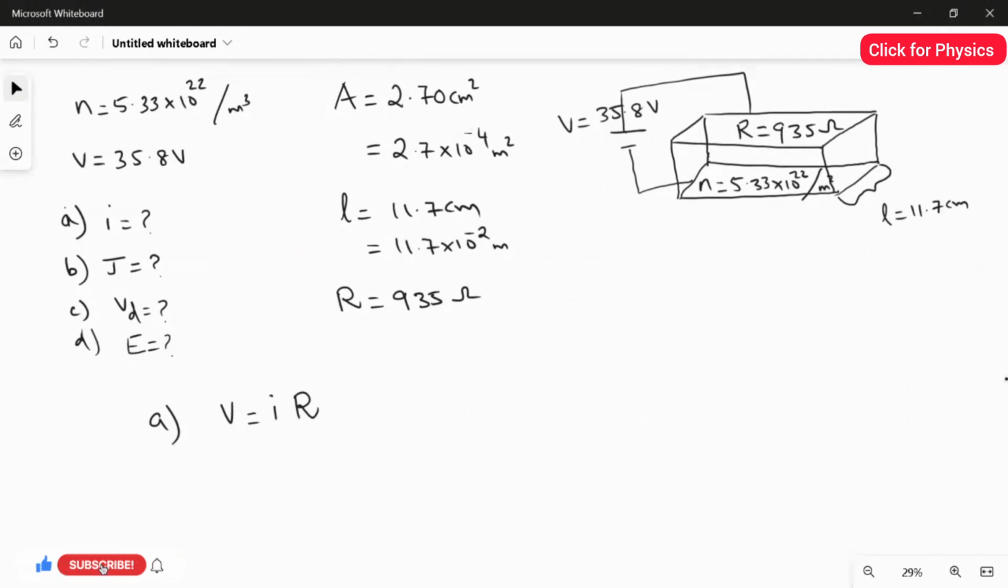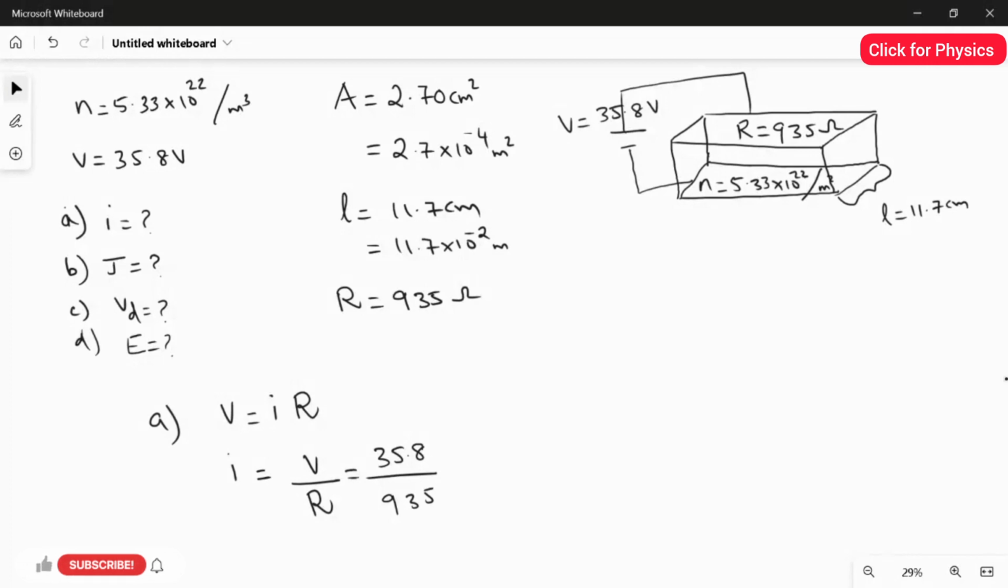If you rearrange this equation, we can re-modify it in terms of current. Therefore, current I is equal to V over R. And we have the values for the potential as well as the resistance. So what is the potential set from the front side to the back side of the solid block? We said 35.8 divided by the resistance of the block, which is 935.